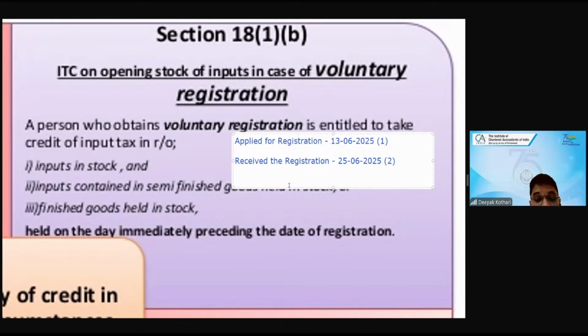It is the stock held on the day immediately preceding the date of registration. It can be a date preceding the date of registration, it can't be succeeding. Succeeding is a day after, preceding is a day before. So we are talking about the day before the date of registration. In this case, he applied for registration on 30th, but received it on 25th. So he will be availing the credit of the inputs held in stock, inputs held in semi-finished goods, and inputs held in finished goods, which are held on the day immediately preceding the date of registration. So the date of registration is 25th June, so immediately preceding it, that is 24th June, he will get the credit as on 24th June only. Okay.